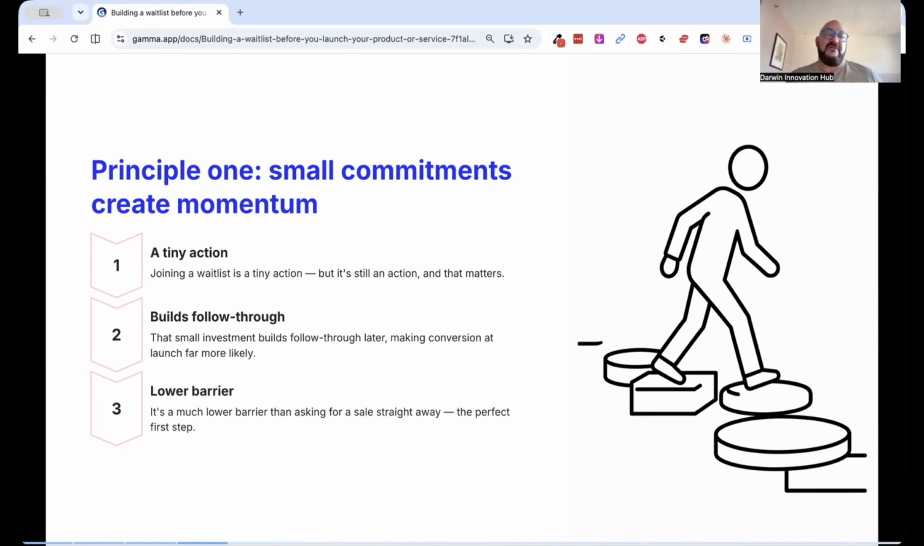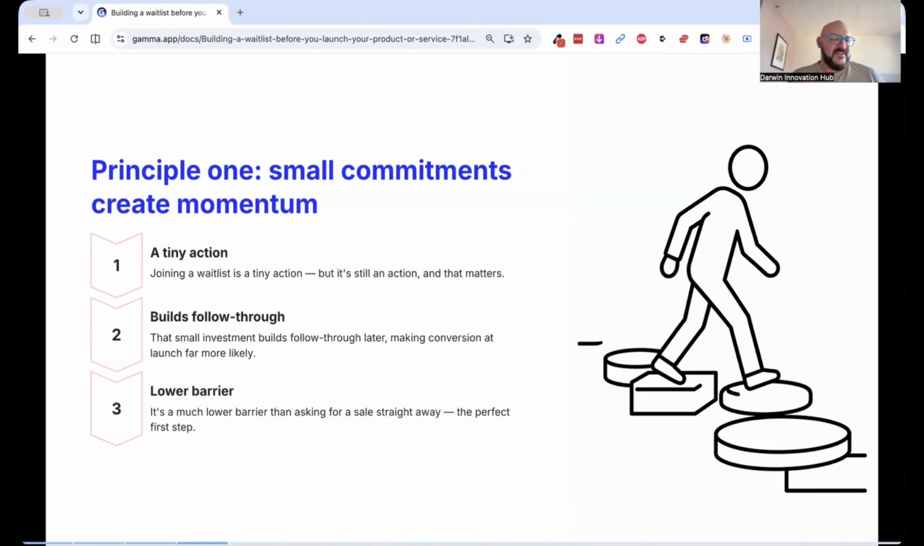What it does do, though, for your side, it creates a little bit of follow through. It's a small investment of you and a small investment of someone that builds for something down the track. It's the promise of something that is to come. And you've got the opportunity to continue drip feeding that information through to create further excitement as you draw closer to your launch date. It's a far lower barrier than asking someone to buy from you straight away, which makes it a really good initial step rather than having to go, "Hey, buy my stuff" on day one.